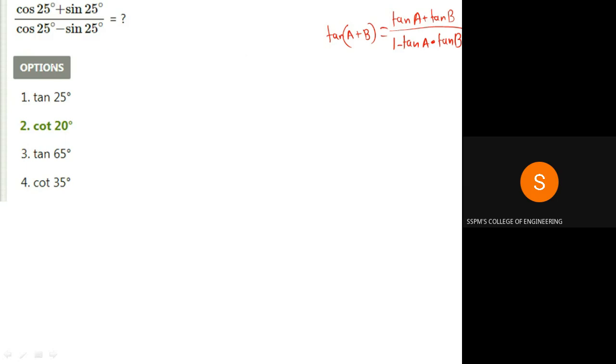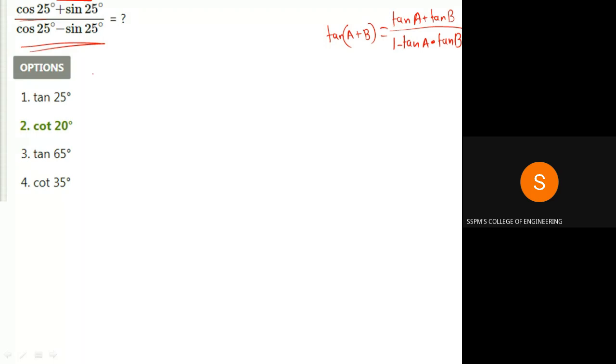Okay, so now see, whenever you see such kind of example, where addition or subtraction of two trigonometric ratios is given in the numerator or in the denominator, you will try to convert them into tangent. So how do we convert this into tangent?